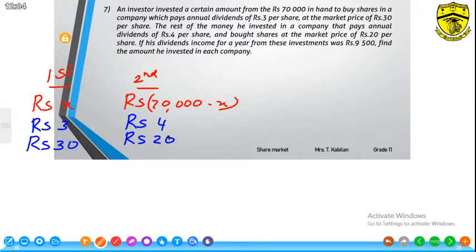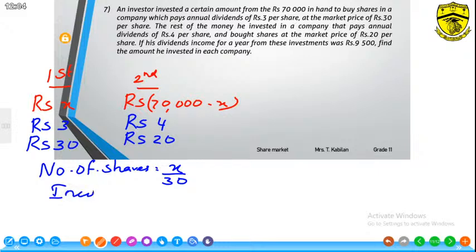How do we find the number of shares in the first company? Here the invested amount we take as rupees x. So divide the invested amount x by the market price 30. Income can be calculated by multiplying this number of shares by the dividend per share, that is 3. Simplify it, 3 into 10, so x by 10 is the income of the investor from the first company.